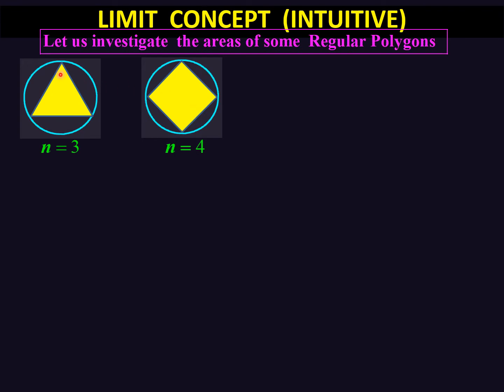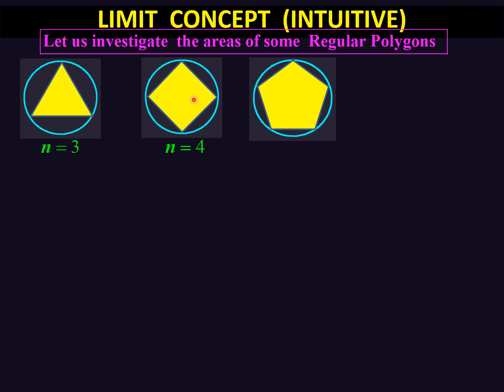And you can see the difference there. That black is the difference between the circle and the triangle, or between the circle and the polygon. And if I take 5 sides, this we call a pentagon. And you see the difference becomes smaller. In other words, the polygon gets closer to the area of the circle.